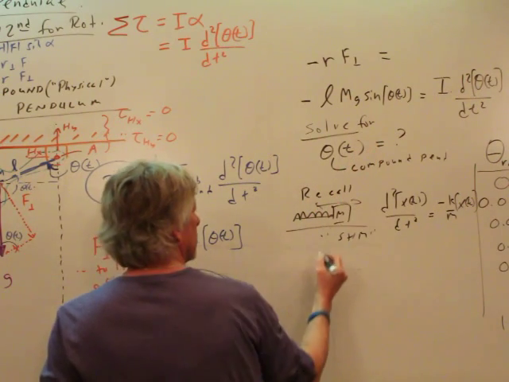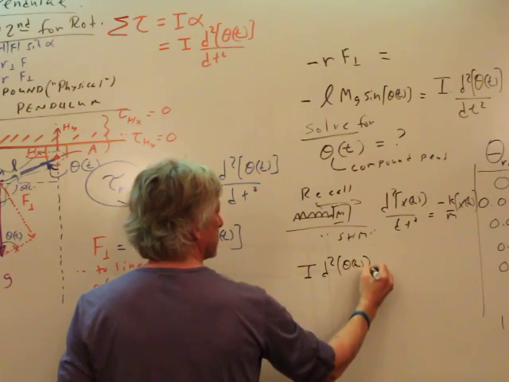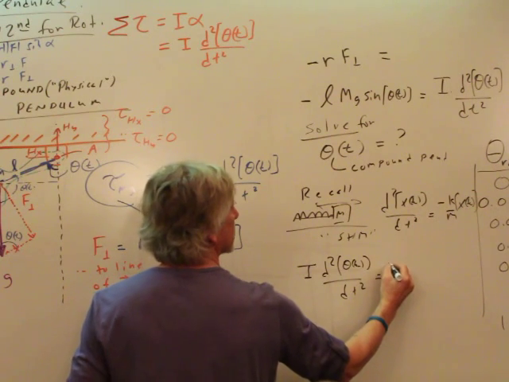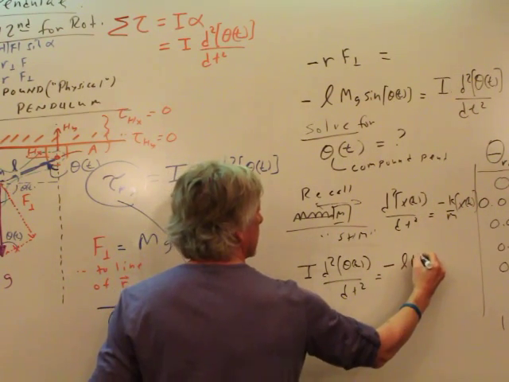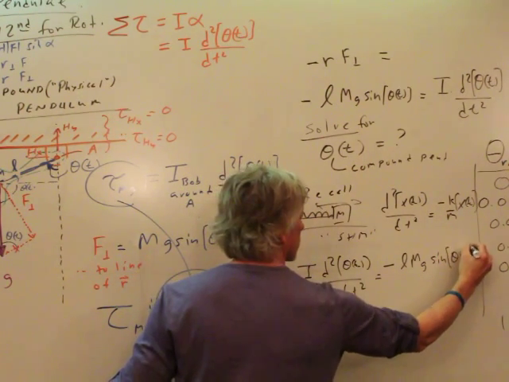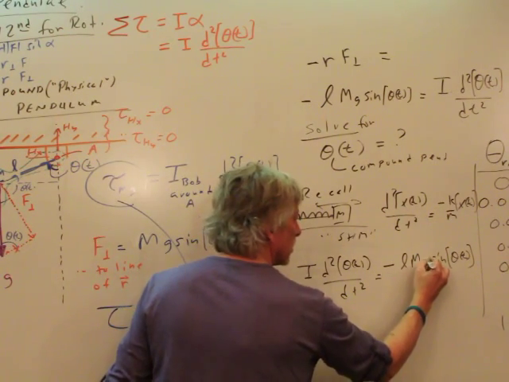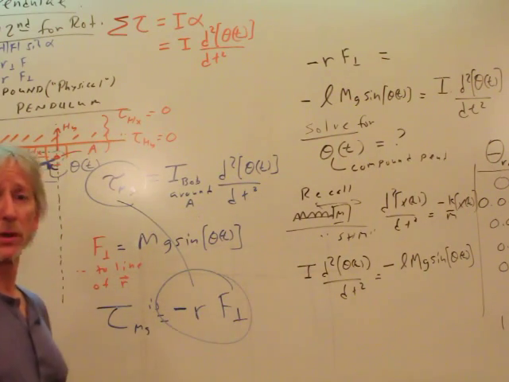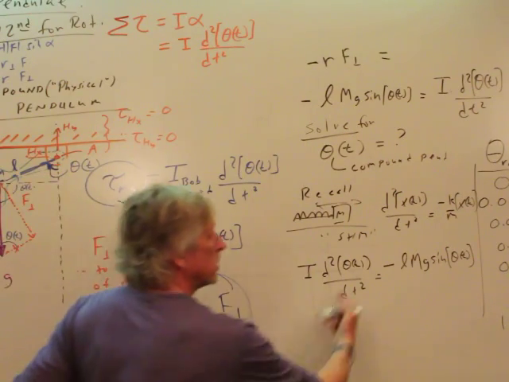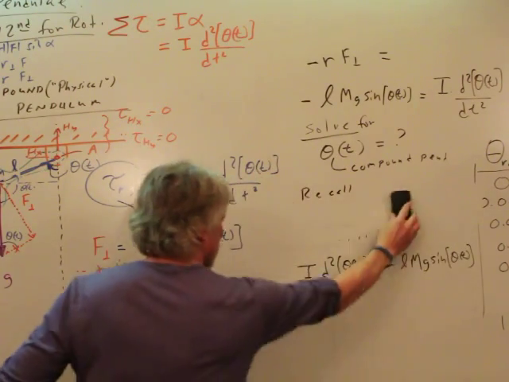Let's get I d squared theta of t dt squared, put that on that side, put that on the other side, is equal to negative L mg sine theta of t. I'm not going to worry about all those things that are worrying me right now. I'm just going to move forward. That's m times g. Free fall acceleration, but this is certainly not in free fall. All right, that's looking a little closer.